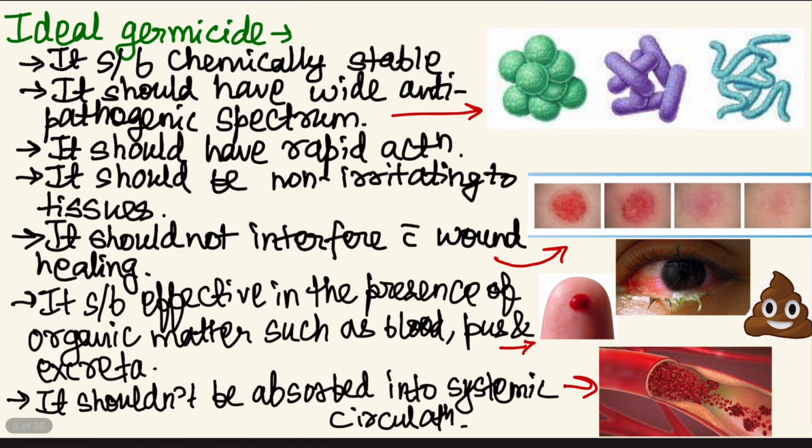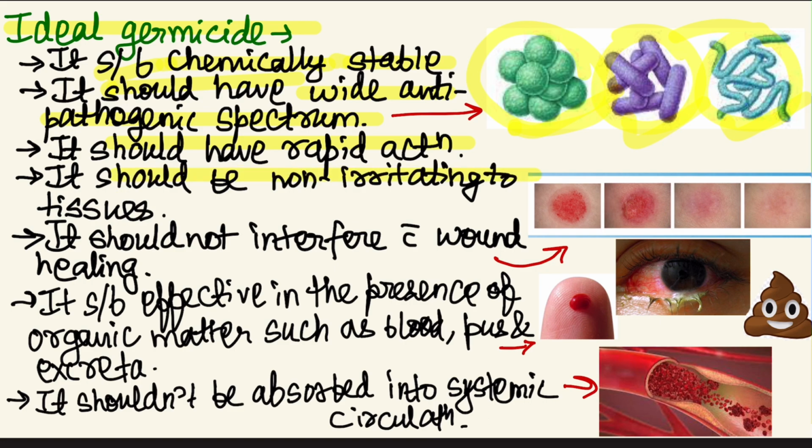Now, what is the definition of an ideal germicide? An ideal germicide, first, should be chemically stable. Then it should have a wide antipathogenic spectrum. As you can see, it should act on different types of microorganisms, that is different types of bacteria. Then it should have a rapid onset of action.